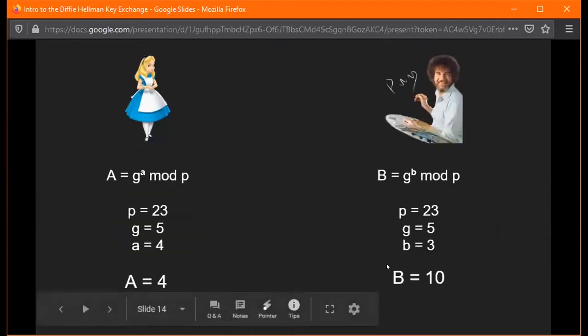Now, since they shared that P and G at the beginning and they have their own secret variable, they can combine those using this formula. For Alice, big A equals G to the power of little a mod P. Mod, if you don't remember what that is, it's basically the remainder in division. So when you plug that in, it's just some plug and chug, and then you get big A and big B.